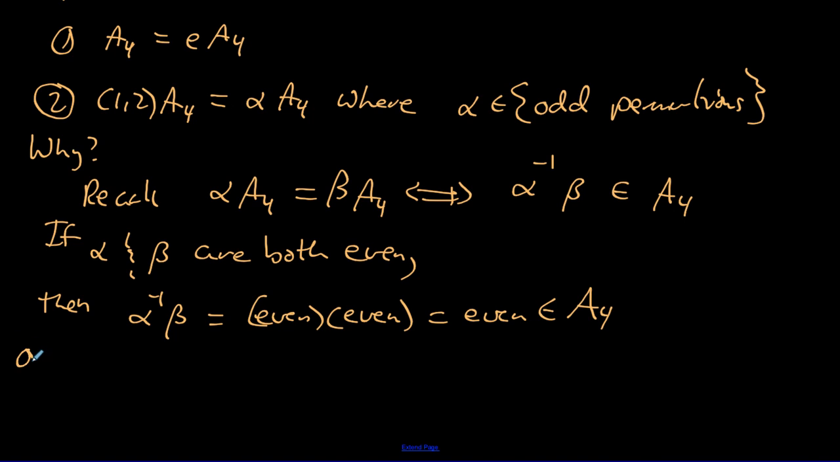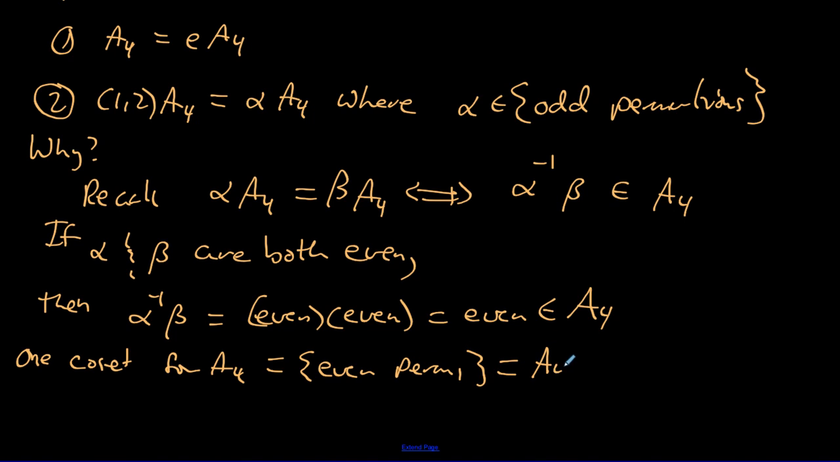So one coset for A4 consists of all the even permutations. And of course, that happens to just be A4 itself, which is E times A4, because E itself is an even permutation, because the inversion number of E turned out to be 0.